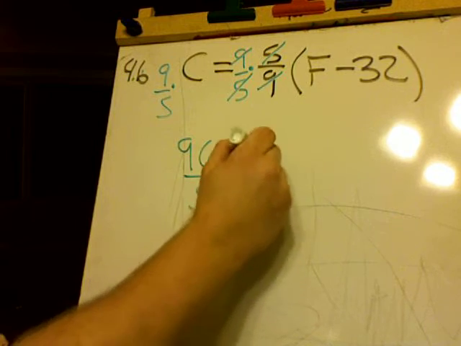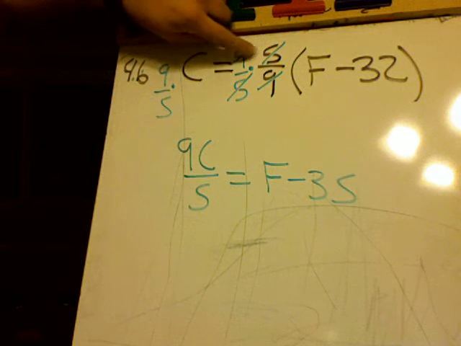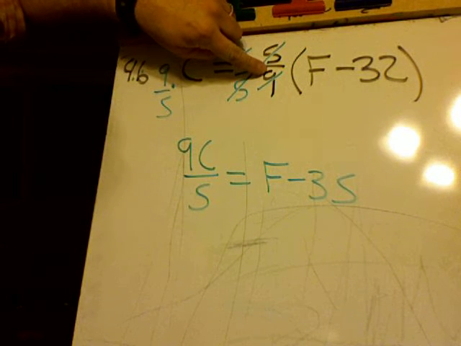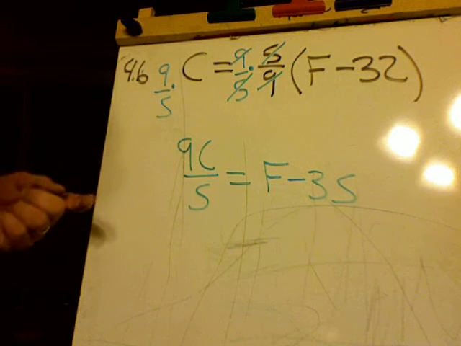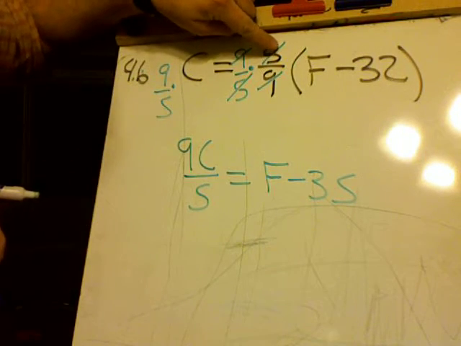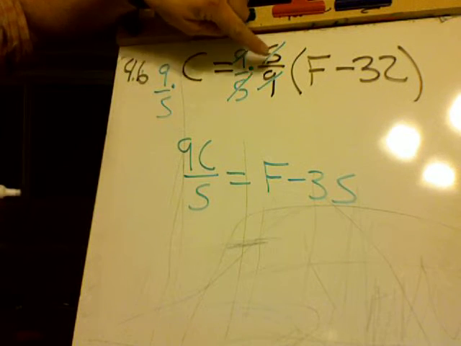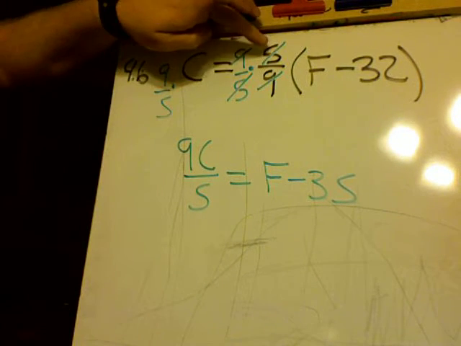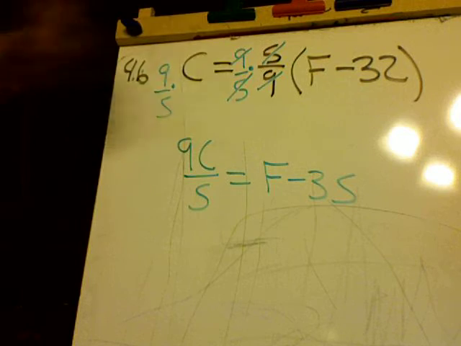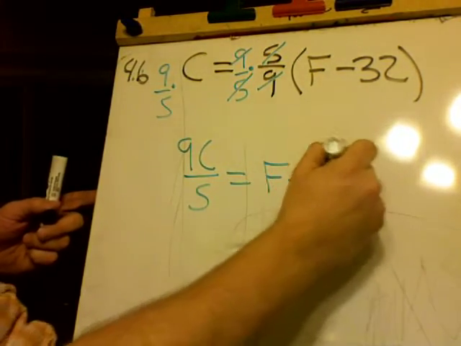And how did I know 9/5 would do that for me? Well, I simply take whatever term I want to get rid of, and I multiply by its reciprocal. What's the reciprocal? Whatever's in the denominator goes into the numerator, and whatever's in the numerator goes into the denominator. See? 5, 5, 9, 9. Okay. That should be a 2, not a 5.